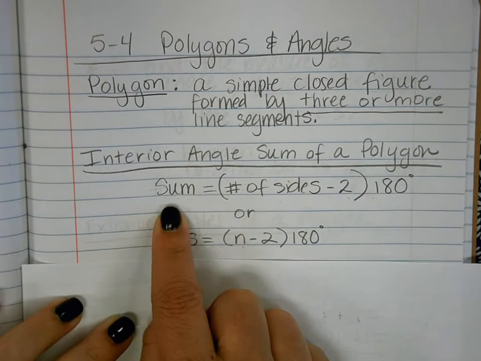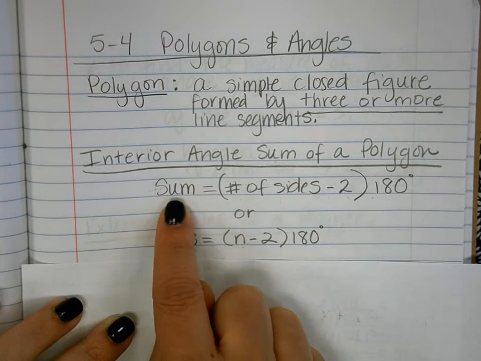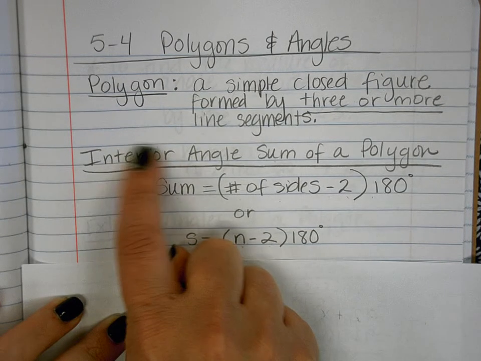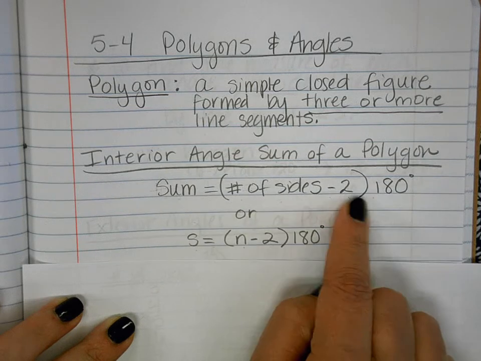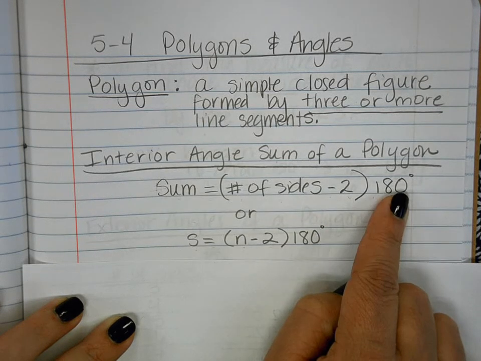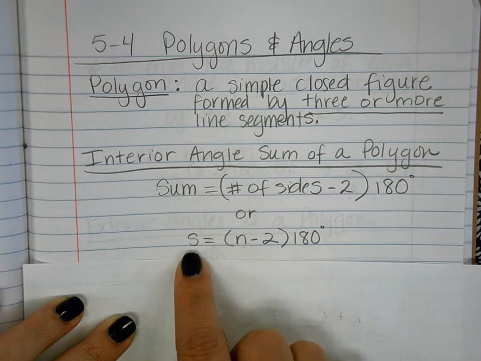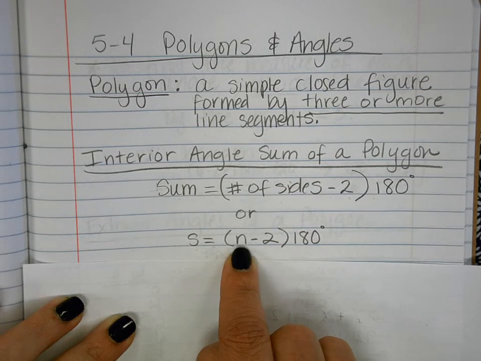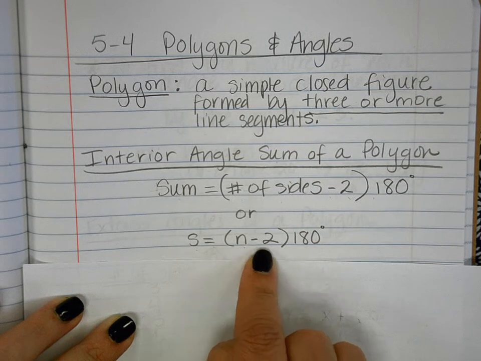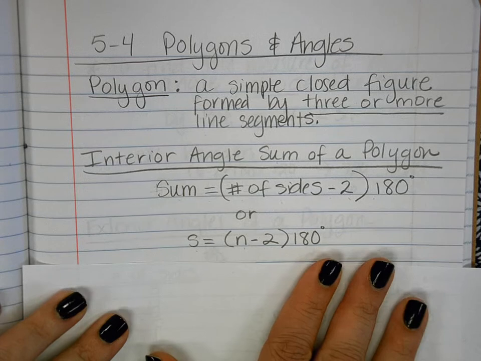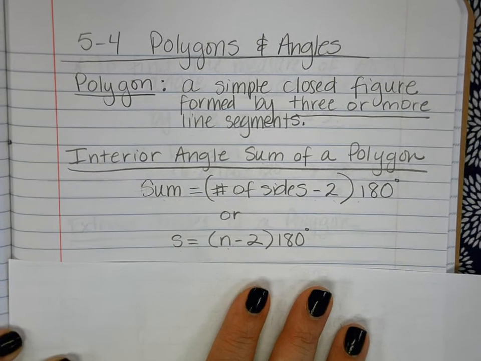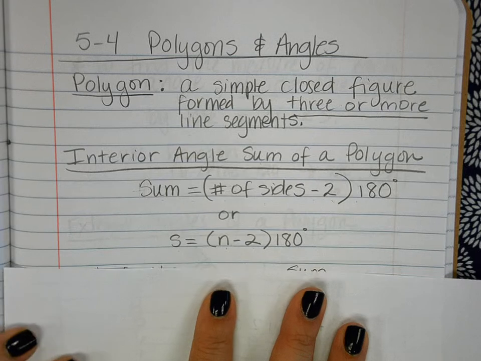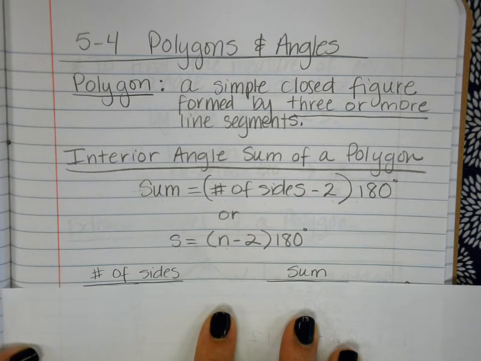Basically what it says is that the sum of the angles, interior, meaning inside, is equal to the number of sides minus 2 times 180. So if you don't want to write all that out, it's basically S for sum equals N for number of sides minus 2 times 180. I'm going to give you a little chart with some of them so you can make sense of this. But basically, if you have the number of sides, then you can get the sum of any shape.